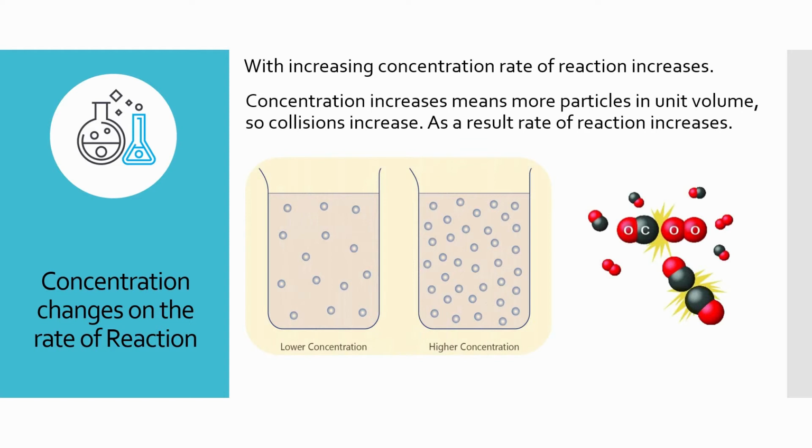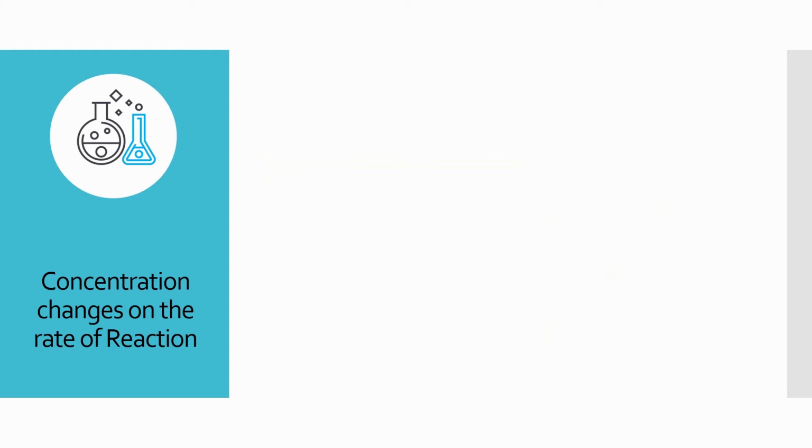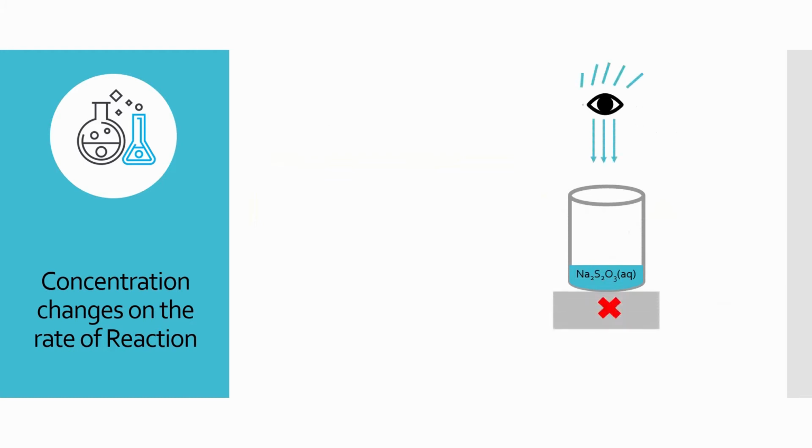If you look here, lower concentration and higher concentration mean the same volume but more particles and more collisions. As a result, rate increases. So I'm giving you one experiment here. I'm taking sodium thiosulfate solution. This is a colorless solution, and we can see a cross mark on the bottom of the transparent glass beaker. And here we are adding hydrochloric acid.